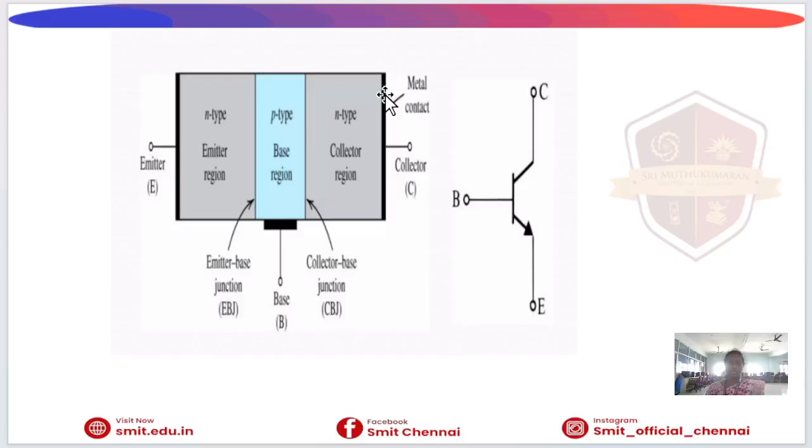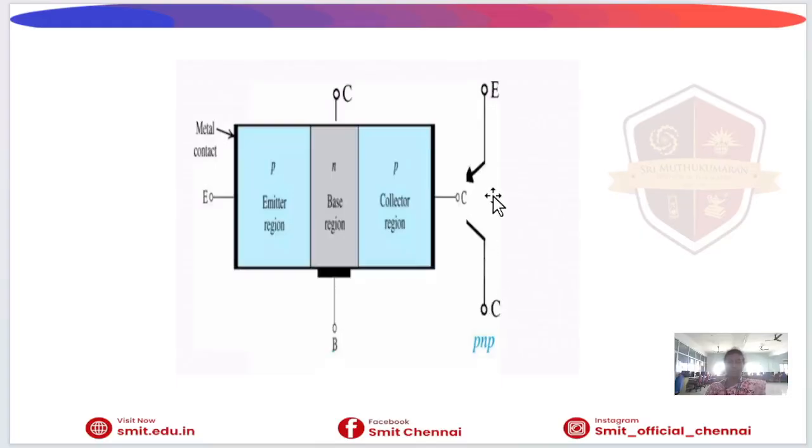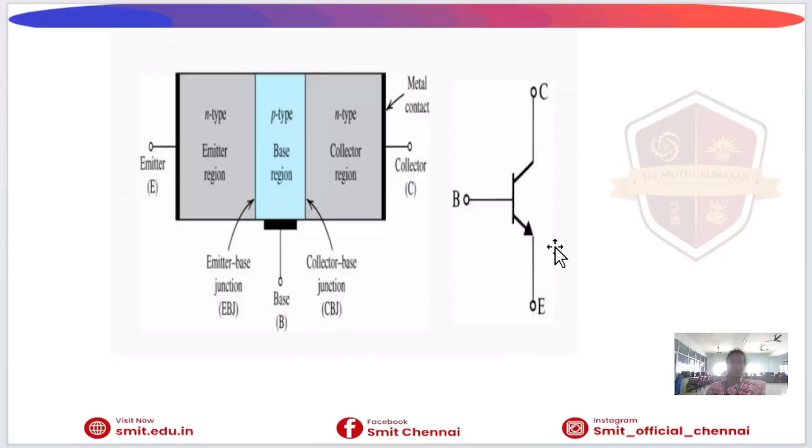For an easy memory trick, NPN means not pointing in, so the emitter arrow points outward, out of the emitter. You can easily remember it that way. And PNP is pointing in proudly. So PNP points in towards the collector, and NPN points out towards the emitter. These are the two important points.